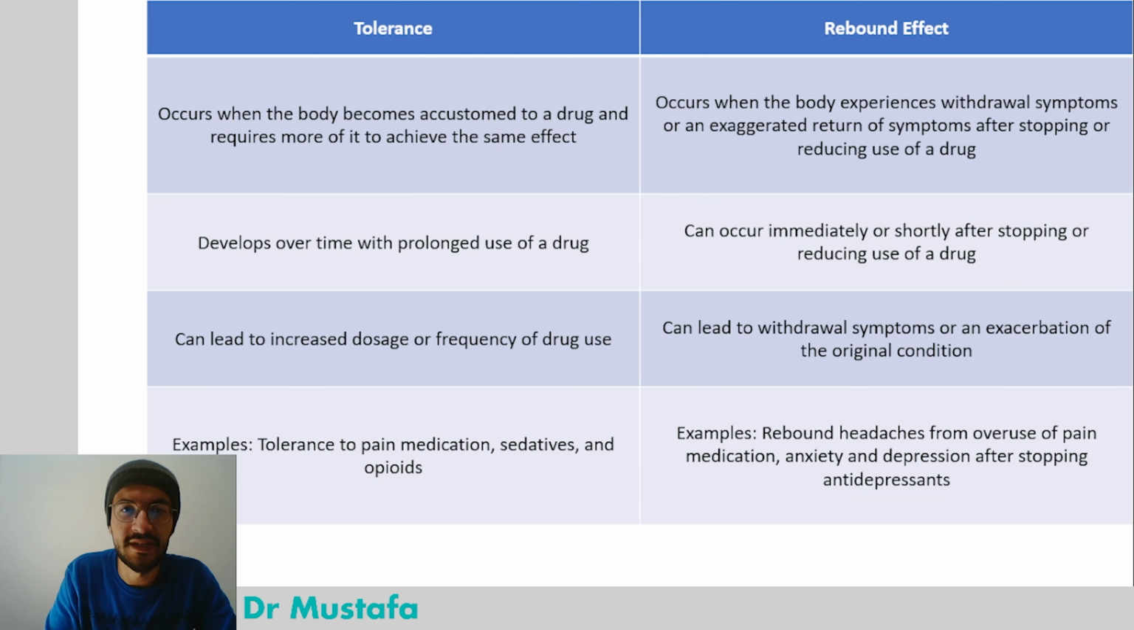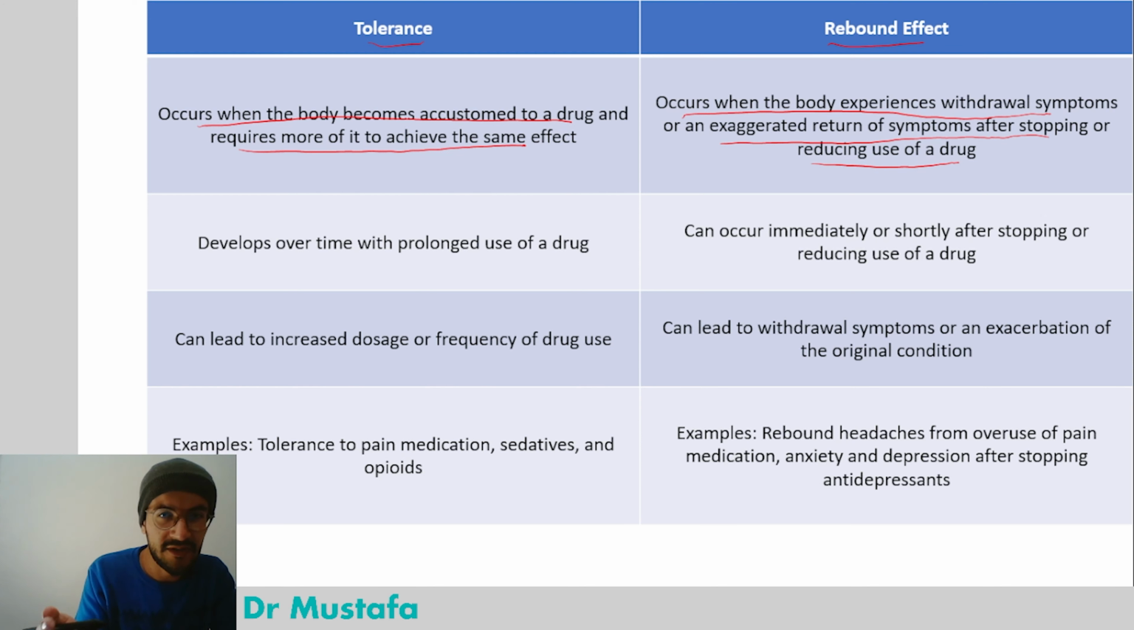Here we have a comparison between tolerance and the rebound effect, so you have clear definitions for them. Tolerance occurs when the body becomes accustomed to a drug and requires more of it to achieve the same effect. So basically, it is decreasing drug effect with successive administrations. The rebound effect, on the other hand, occurs when the body experiences withdrawal symptoms in exaggeration, a return of symptoms after stopping or reducing use of the drug. So basically, the rebound effect occurs when we stop the drug. Tolerance occurs when we administer the drug for a long time.